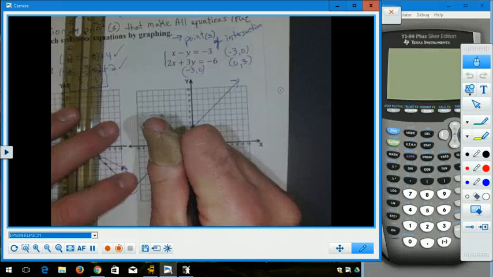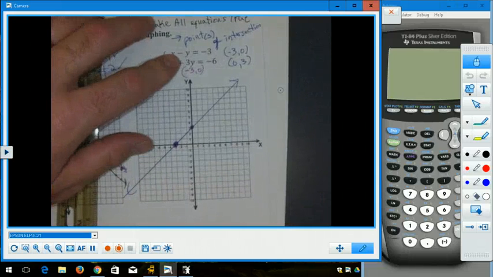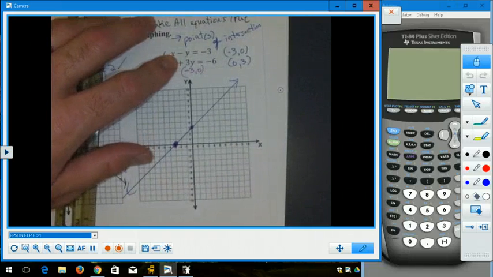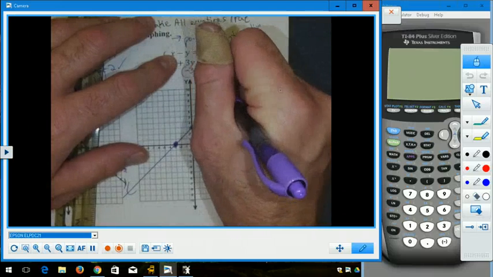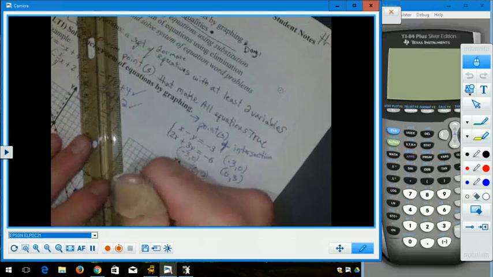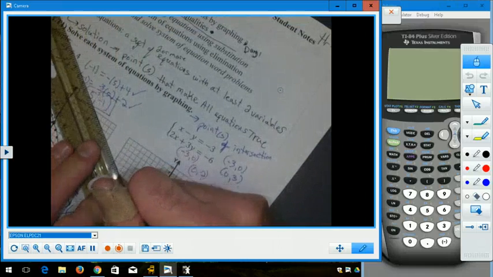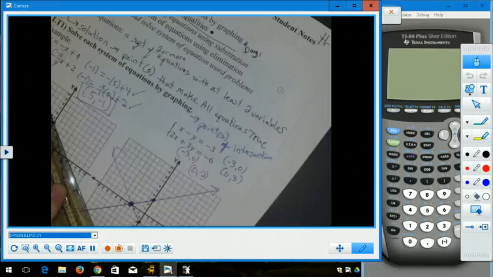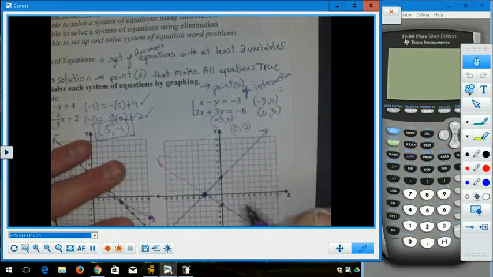Hey, that's nice. And 3y equals -6. Divide by 3, y is -2. So 0, -2. And I don't have to worry about looking for the point of intersection because I already found it. It is -3, 0.